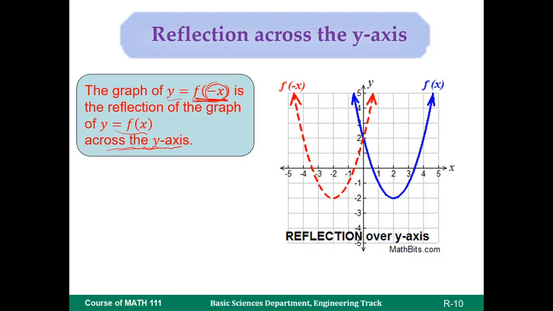Now, look at the example here. In this case, if this is the function f of x, then the graph of f of minus x is the reflection of f of x across the y-axis. Across the y-axis means this: you're taking a point and taking its reflection with respect to the y-axis.